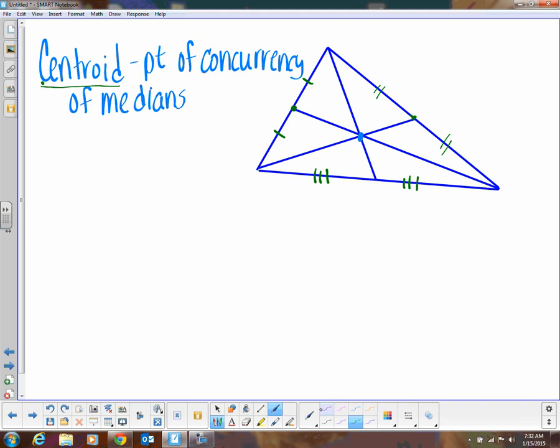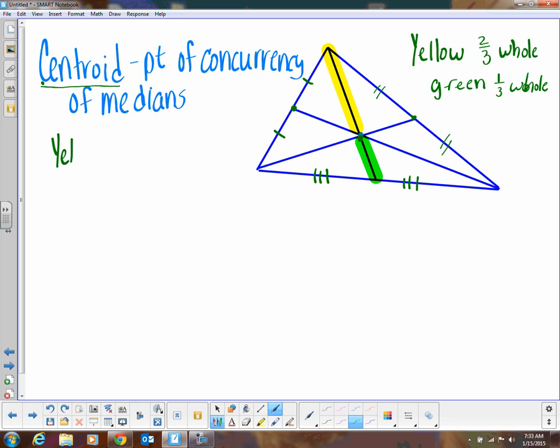Now, there's a special relationship from the vertex to the centroid with from the centroid to the midpoint. Do you all remember? Okay, so yellow is 2/3 of the whole. Green is 1/3 of the whole. That's HO. Okay. What's the relationship between yellow and green? Yellow is 2 times the green.